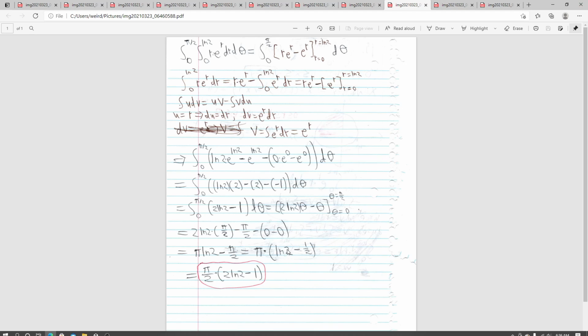But I'm pretty sure this answer is completely fine by almost everyone: pi times (ln 2 minus 1/2).